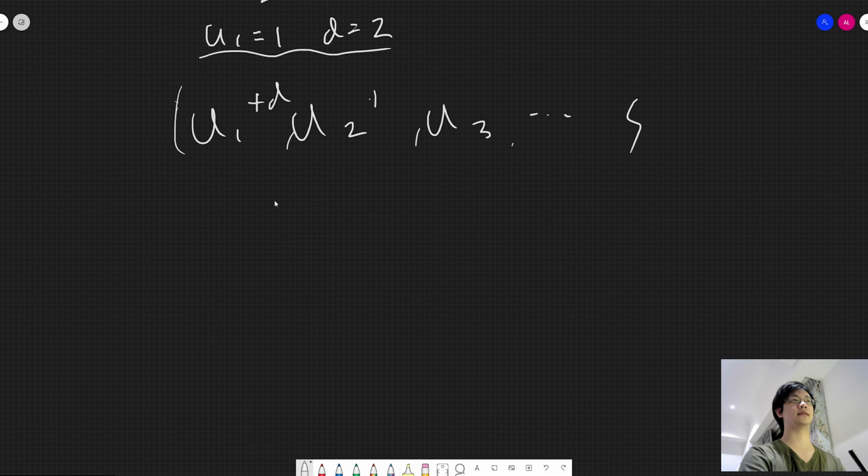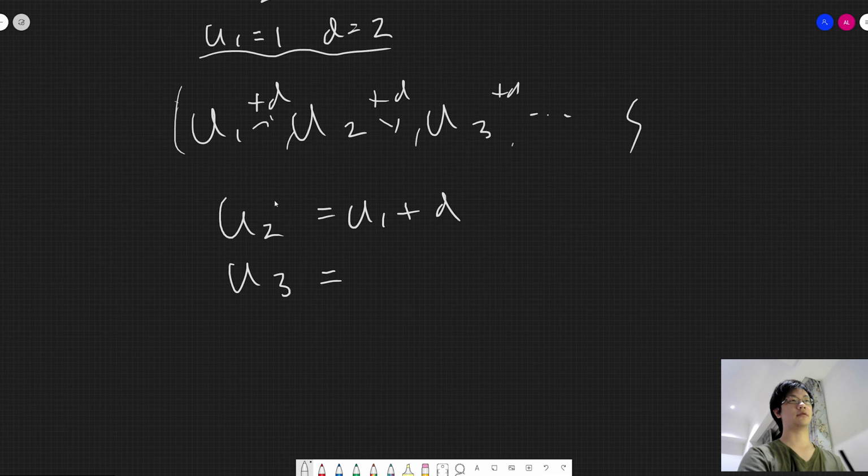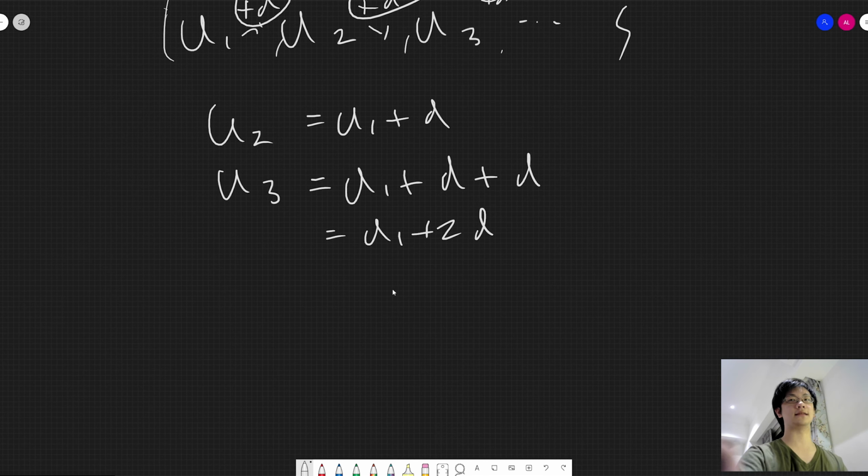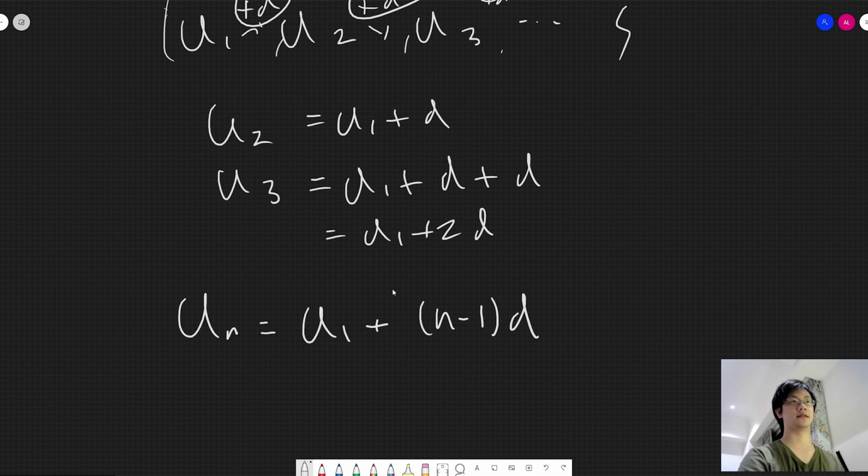So this will be plus d, this will be plus d, this will be plus d, right? So now we have u2 equals u1 plus d. And then u3 equals u1 plus 2d. So this generalizes to, if you look at your formula booklet 1.2, the first formula: un equals u1 plus (n minus 1) times d. This is where it comes from. This is the most generalized form.